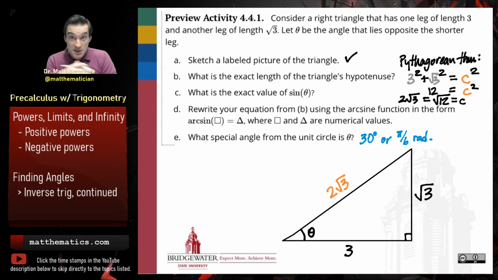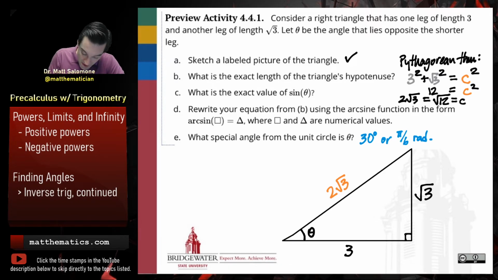But again, we're going to suspend disbelief on that because I want this discussion to also involve some inverse trigonometry along the way. So we did part B. Let's look at part C. What is the exact value of the sine of theta? Theta is this angle right here.